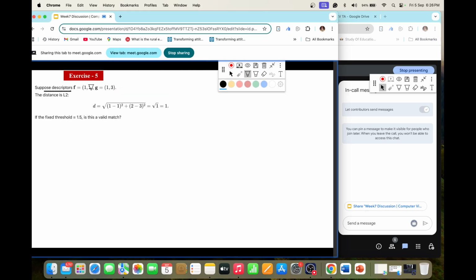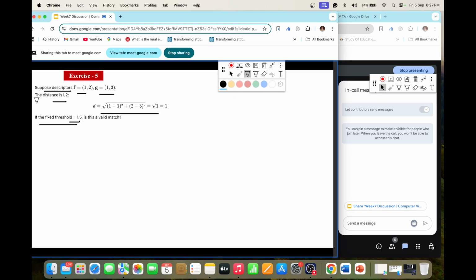Suppose we have two descriptors, f12 and g13, and we have to find the L2 distance, which is given by this. If the fixed threshold is 1.5, is this a valid match? So that is the question. If the fixed threshold is 1.5, is it a valid match or not?